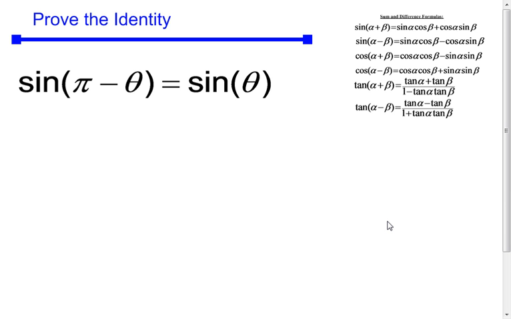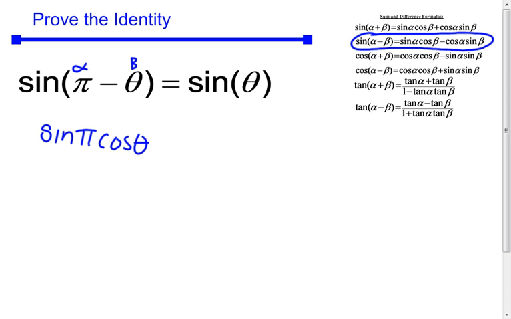So this is like your alpha right here, and this is like your beta, and you're going to follow the formula for the sine of alpha minus beta, which of course is right here. I know this is a little bit small, but you do have it on your notes. So I'm going to follow the formula for sine of alpha minus beta. In place of alpha, I'm going to put pi, and in place of beta, I'm going to put theta. So I'm following the formula that's circled, and I'm going to put sine of pi, cosine of theta, minus cosine of pi, sine of theta.